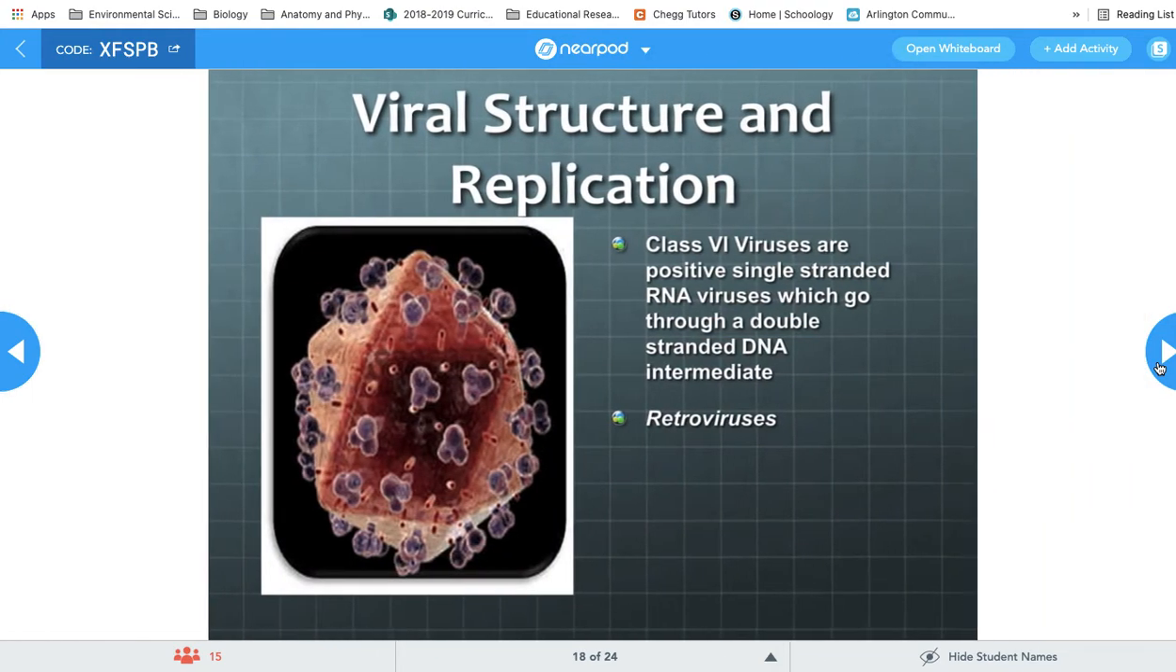Class 6, this is where it gets interesting. The biggest thing I need you to know with class 6 is this: you can read the words within these retroviruses as positive single-stranded RNA viruses, which go through a double-stranded DNA intermediate, or you could say this. It's a positive single-stranded RNA virus with reverse transcriptase. Okay, and transcriptase is an enzyme, so make sure that you know that transcriptase is an enzyme. But all it's saying is going from RNA to DNA. It's going through reverse transcription.